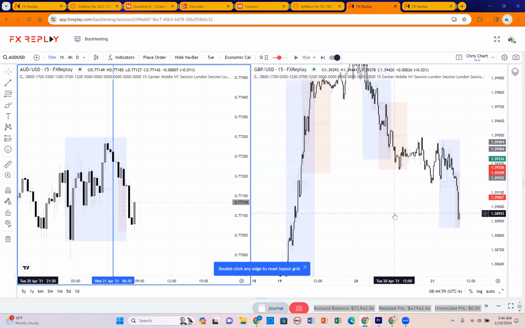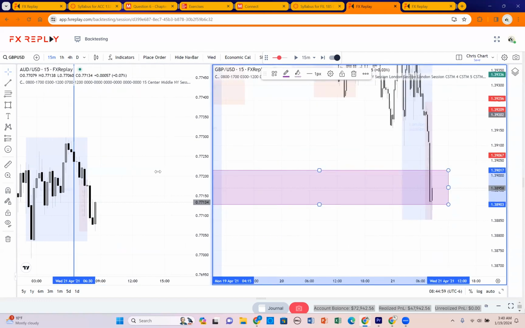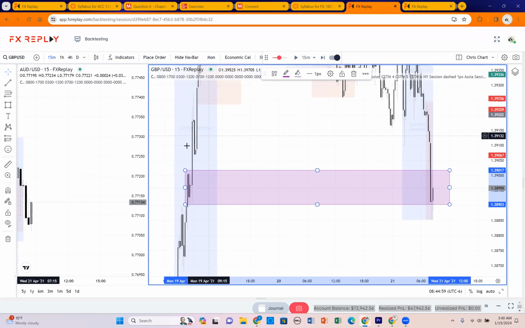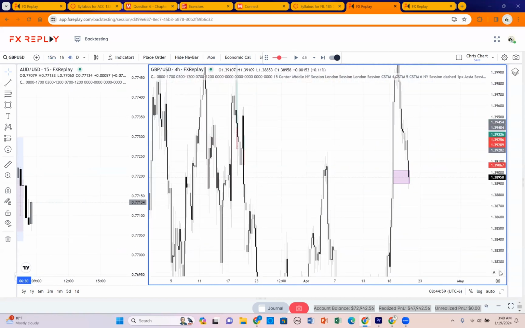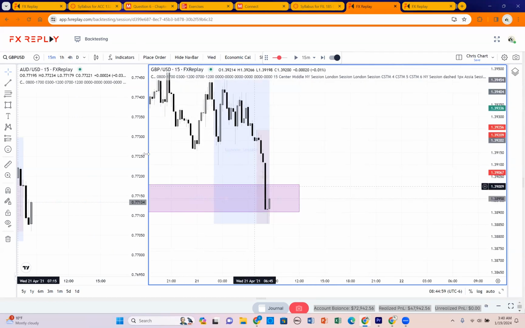See what GU is doing. Okay. You also got a setup on GU. Let's make this bigger so you guys can see. We had this demand from all the way over here. Go to the 4 hour. Everything is looking cool. We're breaking structure higher. You see this, you get in.